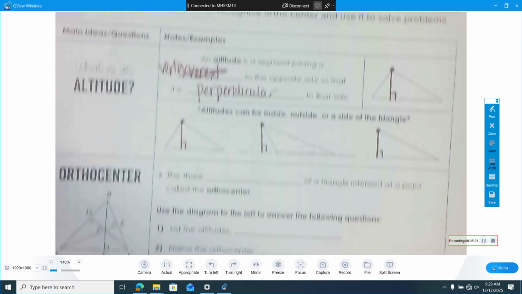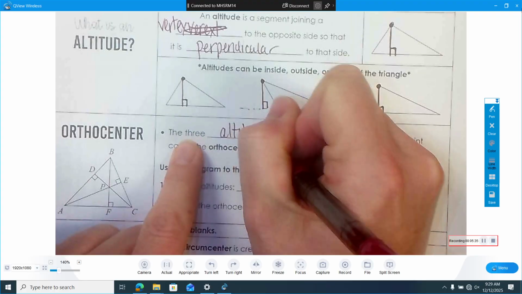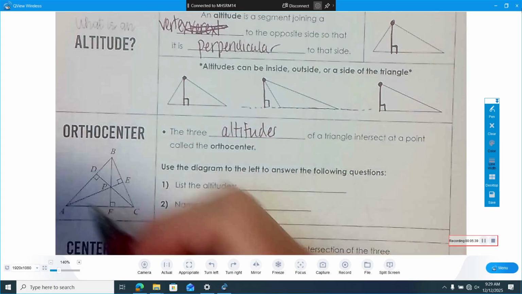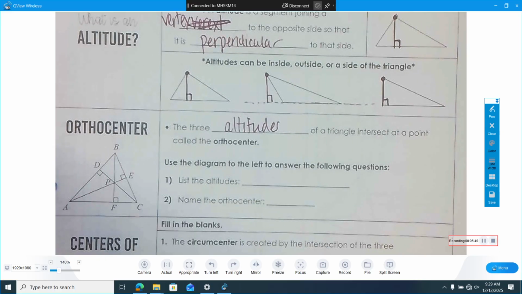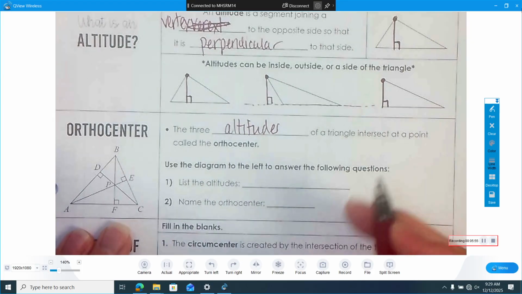Now, when we have 3 altitudes of a triangle, they intersect at the point called the orthocenter. Orthocenter. It's kind of a weird one, I don't know anything special about it either. So what are the altitudes?